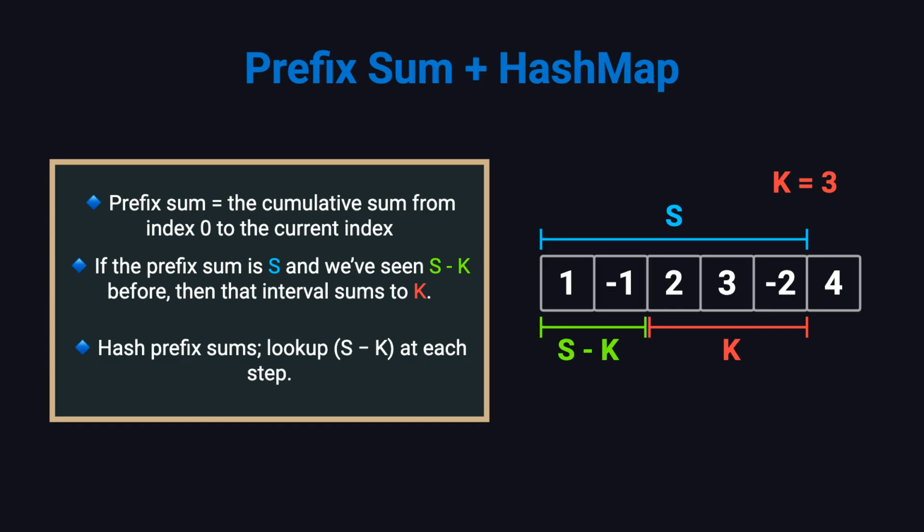So, as we iterate through the array, we keep a HashMap that stores how many times each prefix sum has appeared. Every time we reach a new position, we check how many prefix sums equal to s minus k we've seen so far. That number is exactly the number of subarrays ending here that have a sum equal to k.